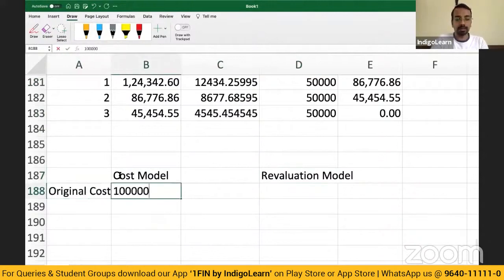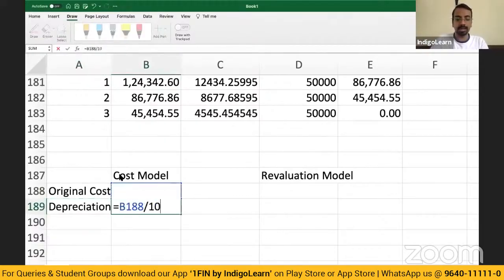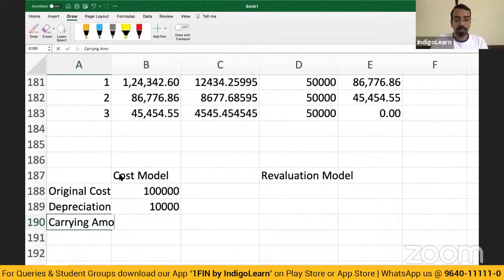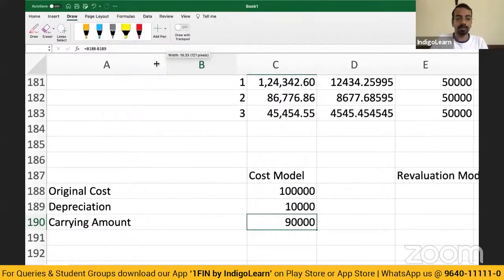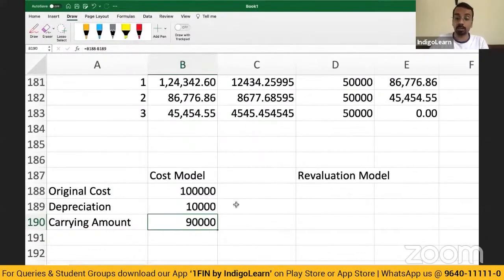Original cost is, let us say, 1 lakh and useful life is say 10 years. So depreciation will be 1 lakh divided by 10 years, 10,000. Carrying amount will be 1 lakh minus 10,000, 90,000. This is under the cost model.